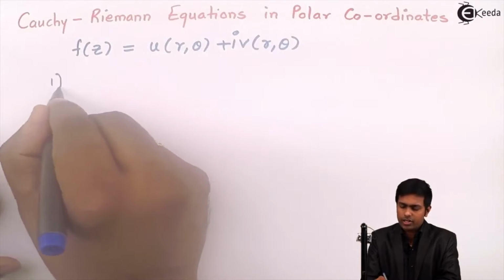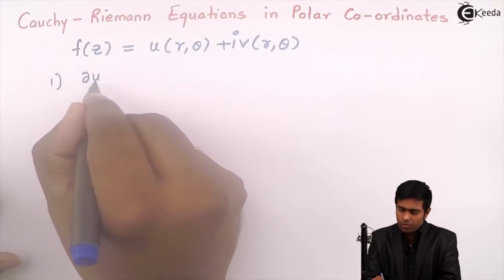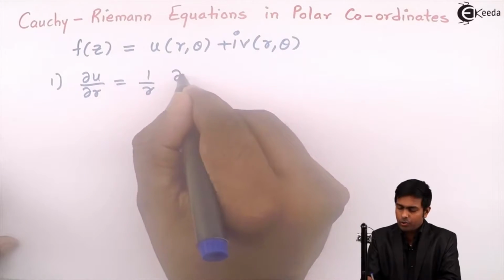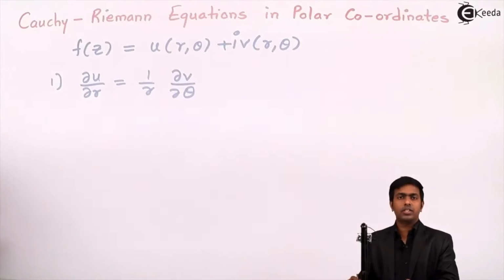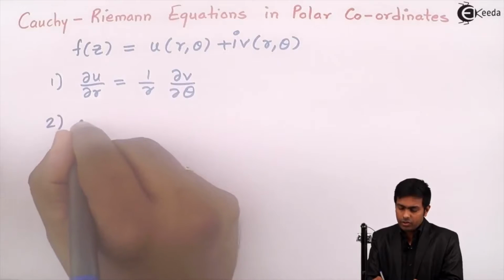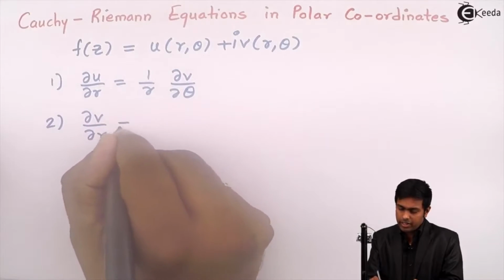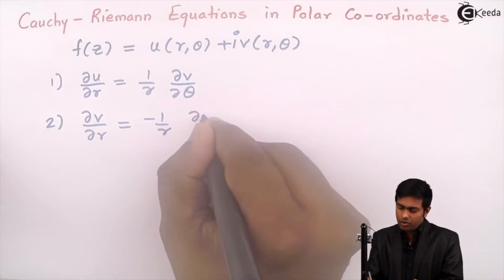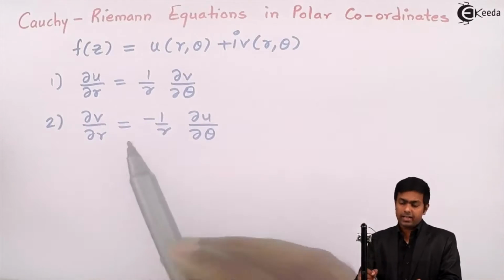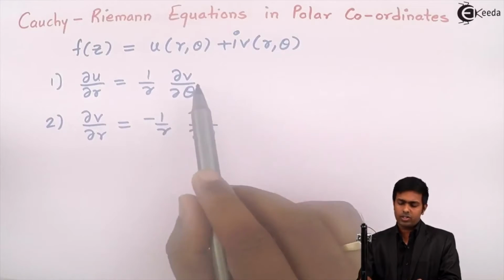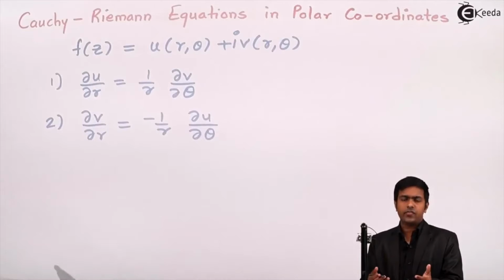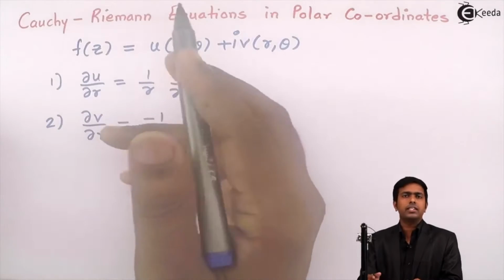So what are the Cauchy-Riemann equations in polar coordinates? The first equation is ∂u/∂r is equal to 1/r ∂v/∂θ. This is the first Cauchy-Riemann equation in polar coordinates, and the second one is ∂v/∂r is equal to minus 1/r ∂u/∂θ. If we prove that these two equations are satisfied, then we say that the Cauchy-Riemann equations are satisfied, and therefore f of z is an analytic function.